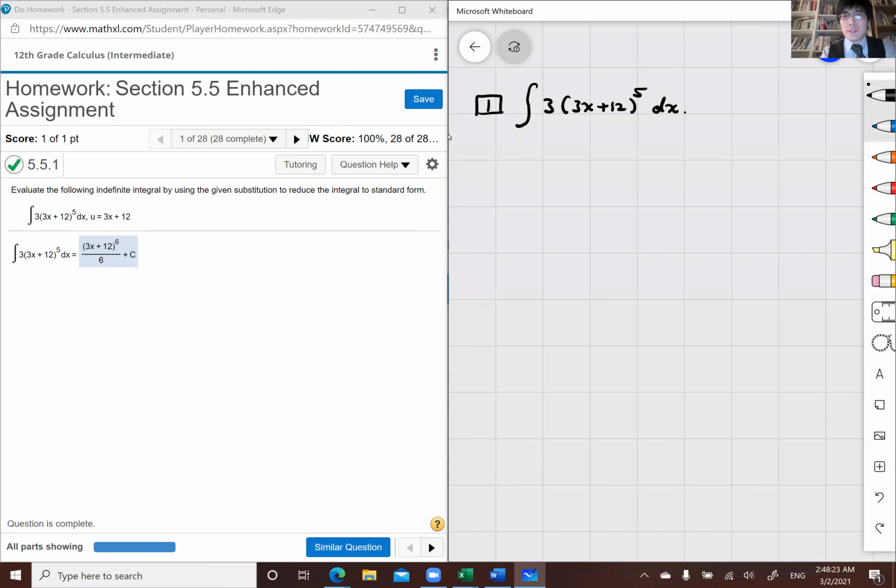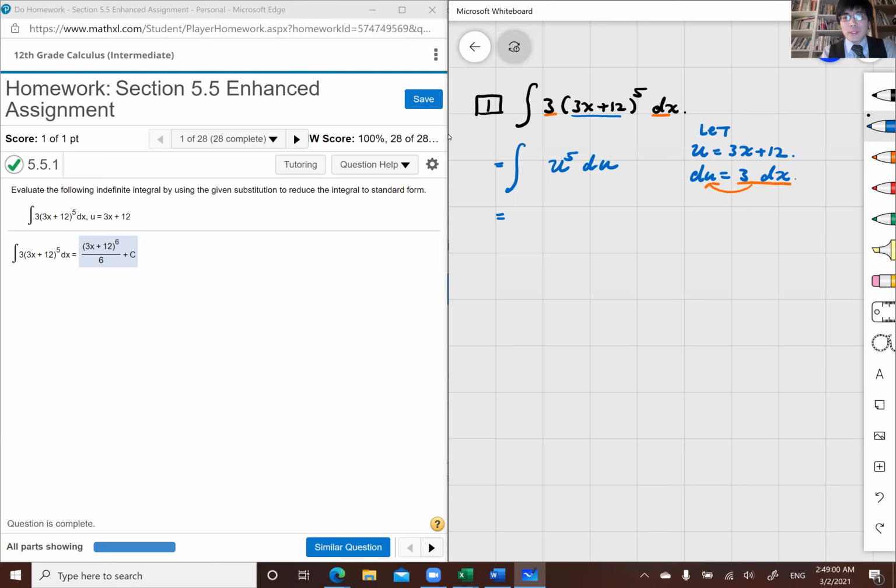And the direction is I have to use the u substitution. So let u is equal to 3x plus 12. Then du is 3 dx. Okay, so using a substitution, this becomes u raised to the power of 5, and the 3 dx part will become du.